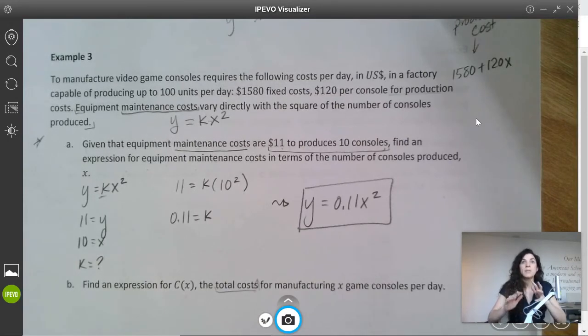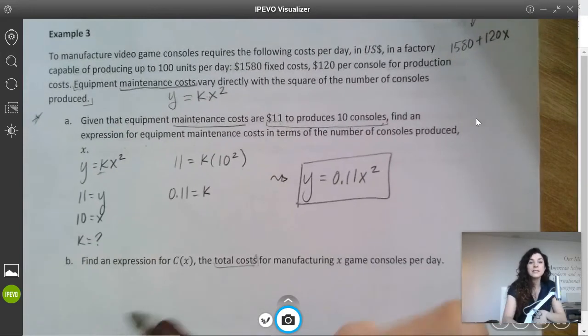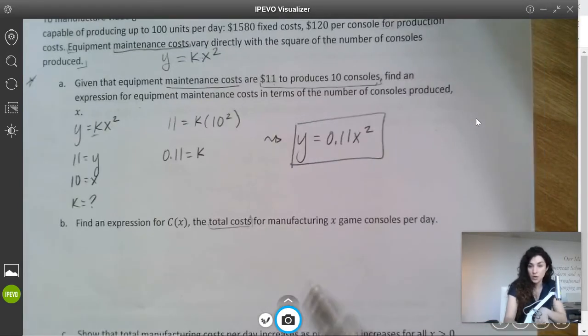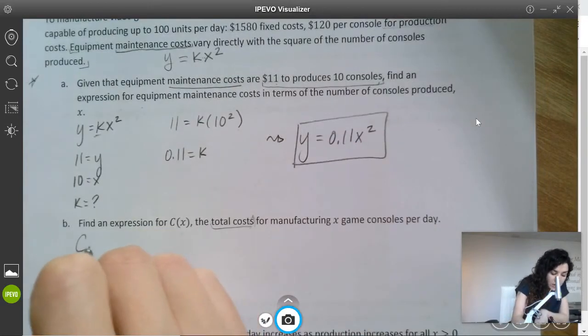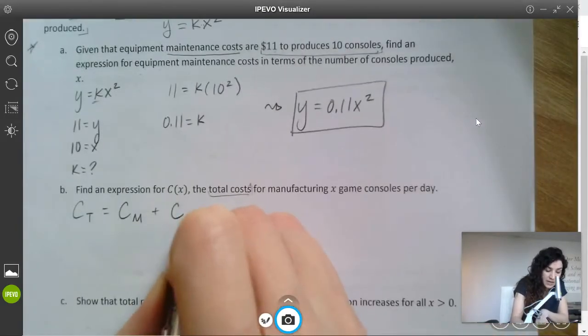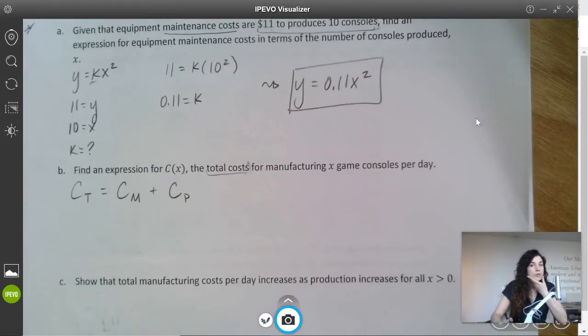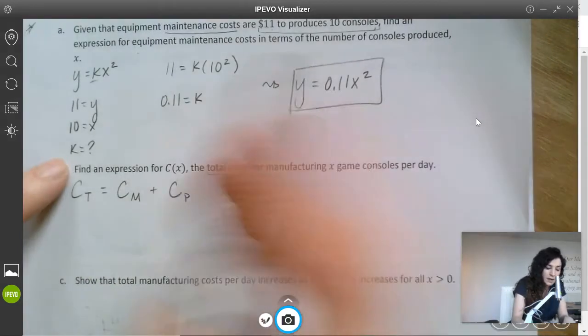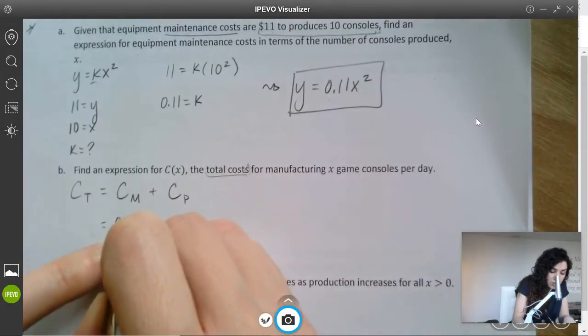And that is the maintenance cost in terms of production of consoles, right? So again, breaking up what the different costs are, this is the maintenance cost. And then here it says, find an expression for the total costs. Well, the total cost would equal the cost of the maintenance plus the cost for the production, right? So that was my original clue, like, hey, there's multiple costs going on here. And in order to represent all of those costs summed together would be an addition between the two.